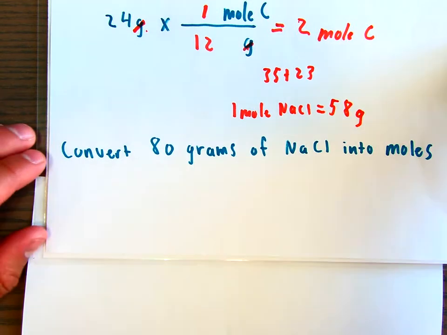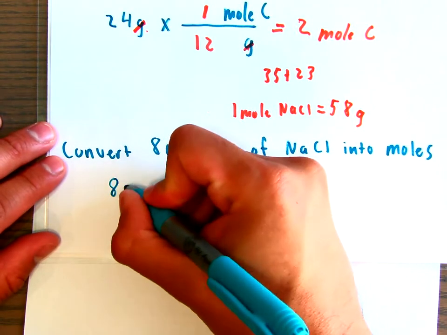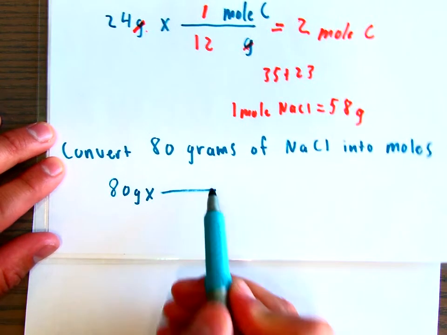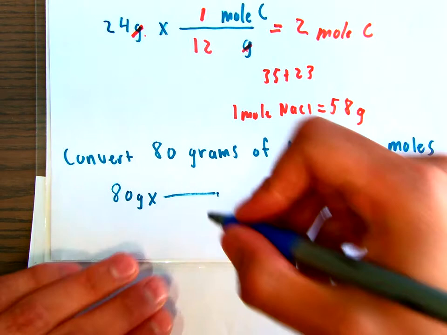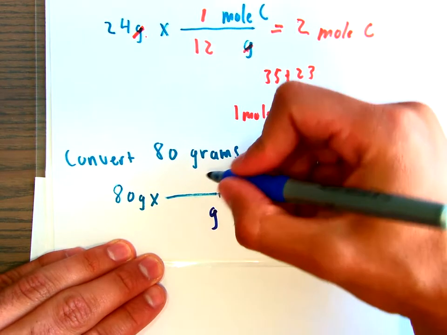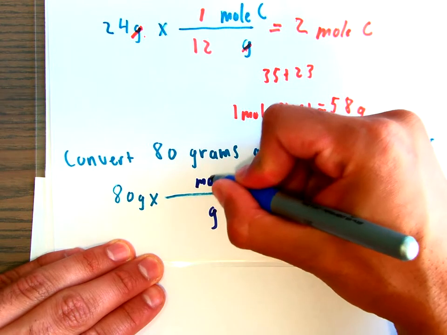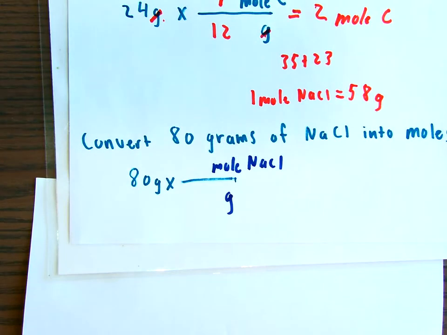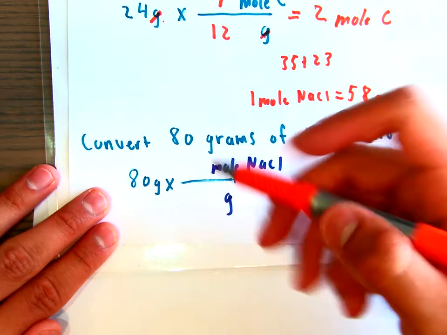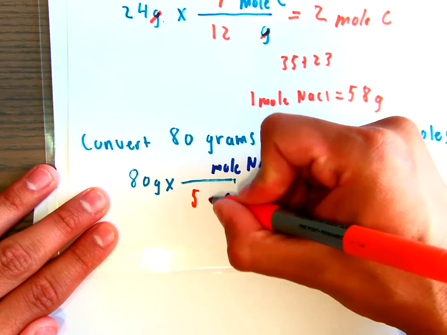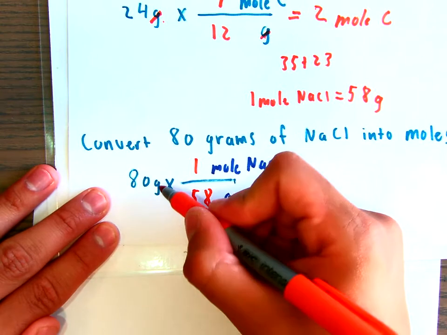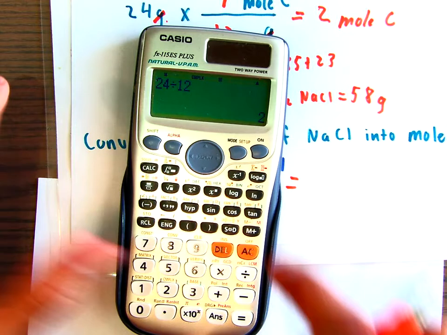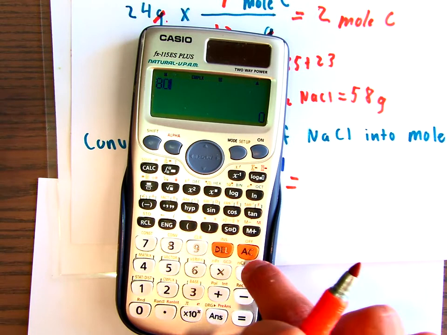Now I go through the same process that I did before. I take my number and rewrite it, 80 grams times a fraction. Grams go on the bottom, and moles of what I want, moles of NaCl, goes on top. Lastly, I take my numbers and put them in here. 58 goes in the bottom because that's where grams is, 1 mole on top. Grams cancel out. I'm left with 80 times 1 divided by 58, which gives me 80 divided by 58.